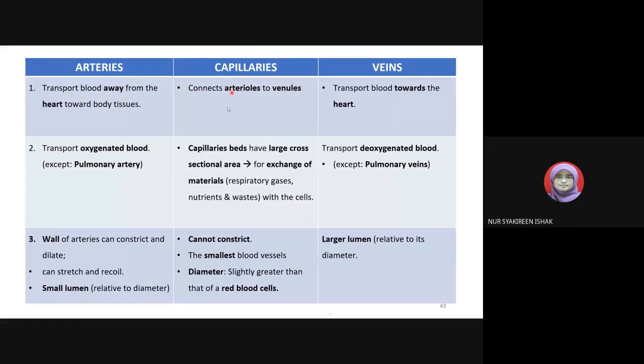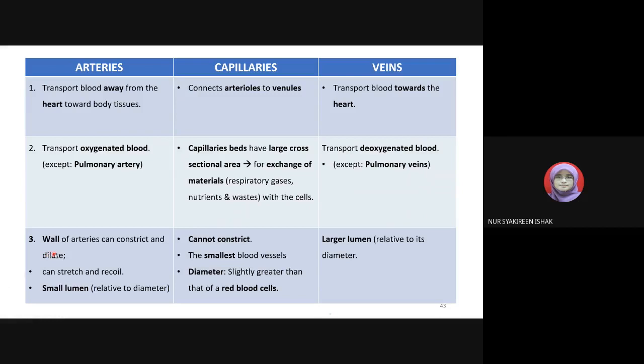So capillaries, so capillary beds have larger cross-sectional areas for exchange of materials, respiratory gases, nutrients, and also waste with the cells. Okay. So for the vein, ini memang dah set dah dalam kepala awak kan? Transport deoxygenated blood. So most of the veins carry deoxygenated blood except pulmonary vein. Okay, so pulmonary vein carries oxygen-rich blood from the lung to the left ventricle. Sorry, to the left atrium. Okay, to the left atrium.